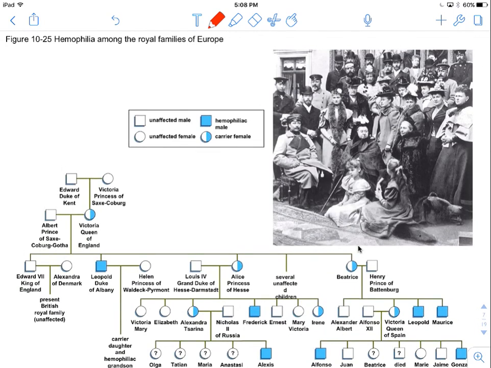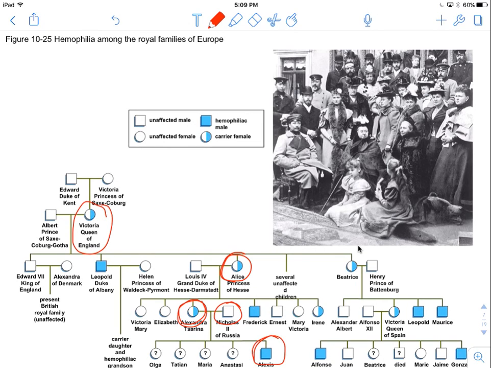So here are my Romanovs, okay? And here's good old Victoria, Queen of England. She passed it on to her munchkins, one of whom was, here we go, Alice, Princess of Hesse. And then she had Alexandra, Tsarina, and she married Nicholas II of Russia.